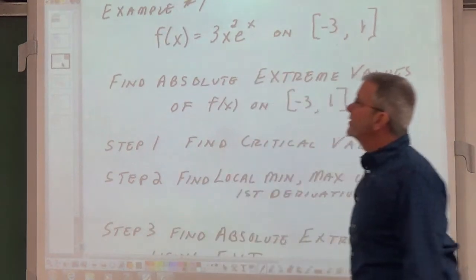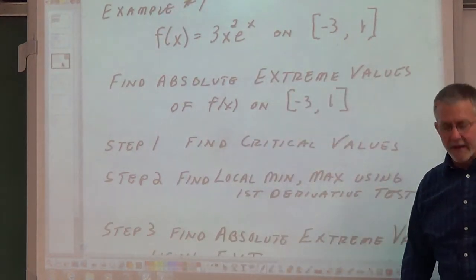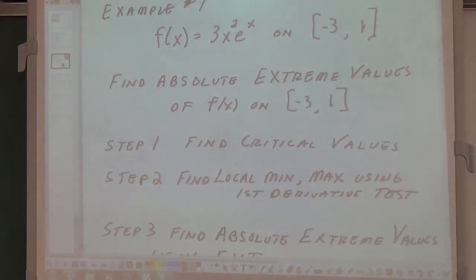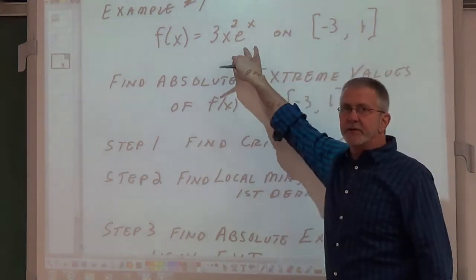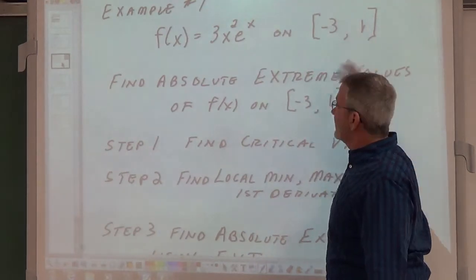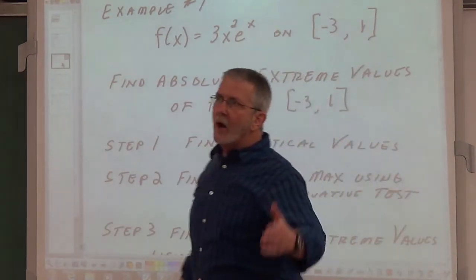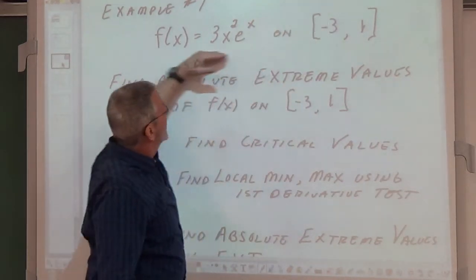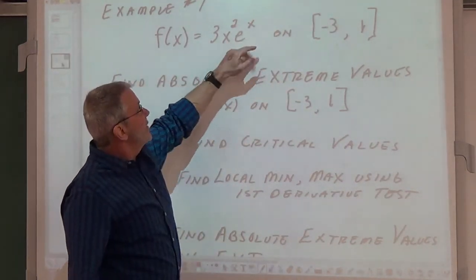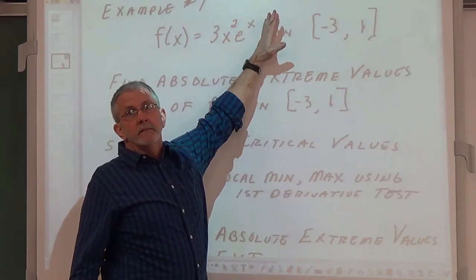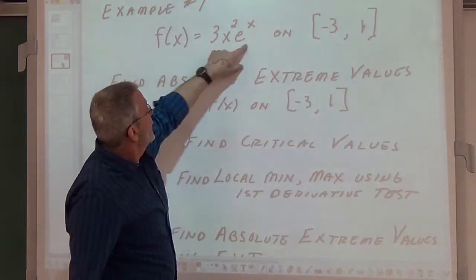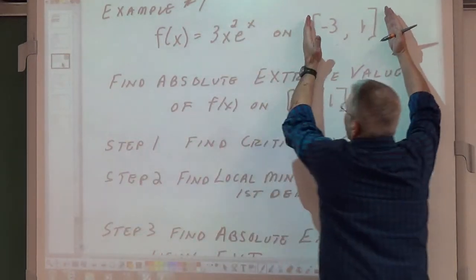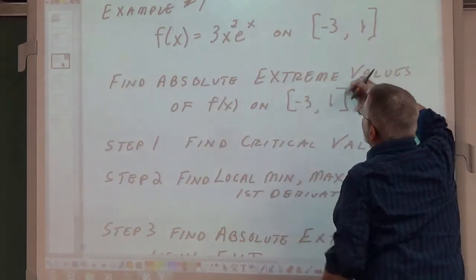I want to look at this function right here, example number 1, f of x equals 3x squared e to the x, and I'm only talking about this function on the closed interval from -3 to 1. Well, I know that the domain of this function without that is all reals. You can square anything and you can take e to any power. So the domain of this is all reals, but I just want to look at this from -3 to 1. So therefore I know it is continuous from -3 to 1.